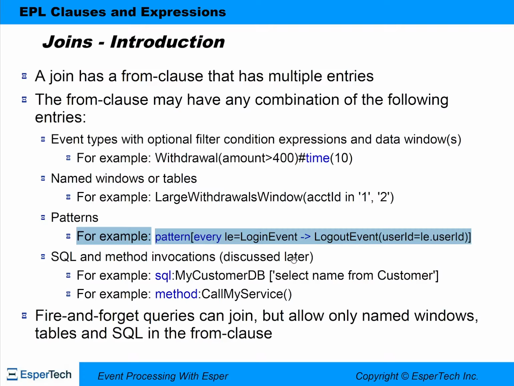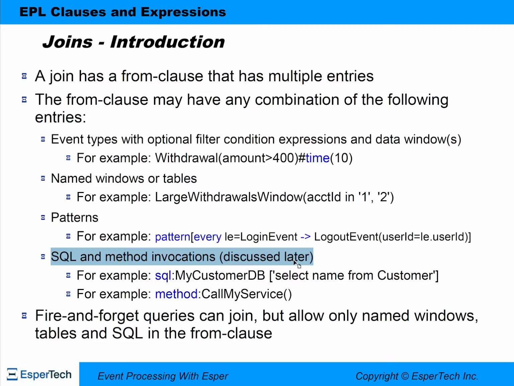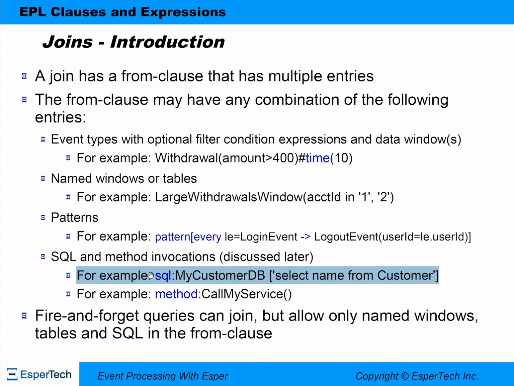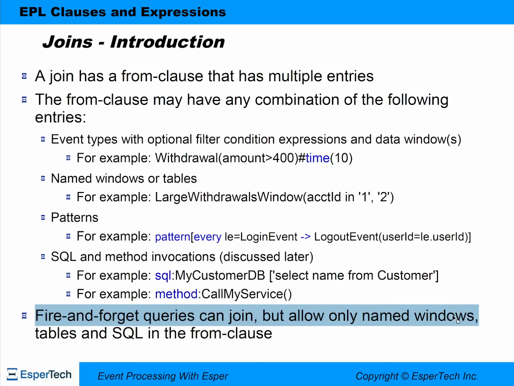The from clause can have SQL and method invocations. For example, sql:MyCustomer['select name from customer']. For example, method:callMyService(). Fire and forget queries can join, but allow only named windows, tables and SQL in the from clause.